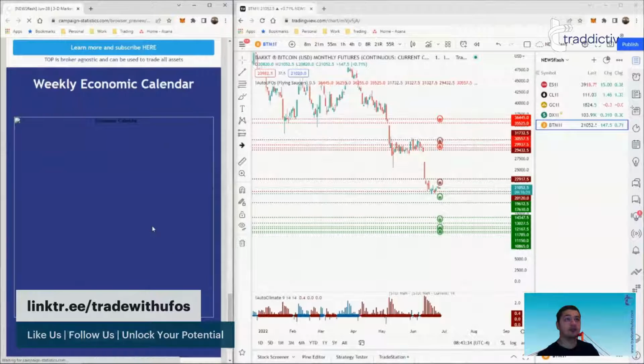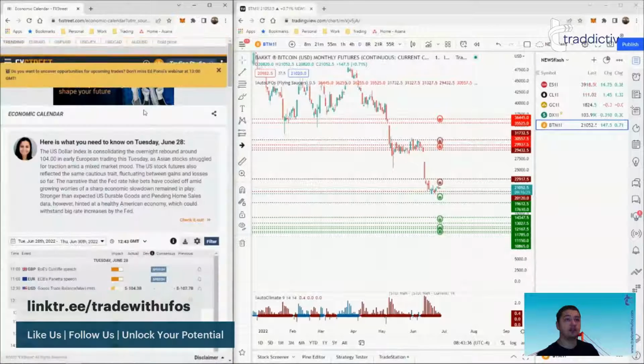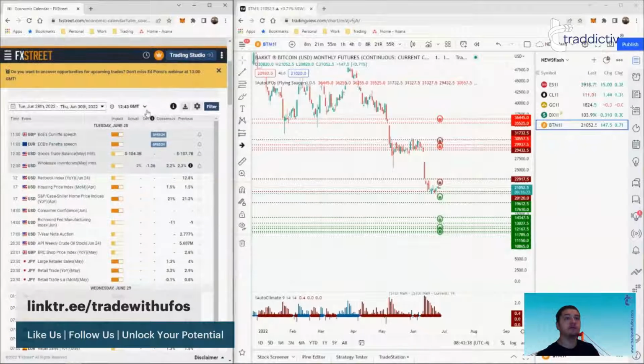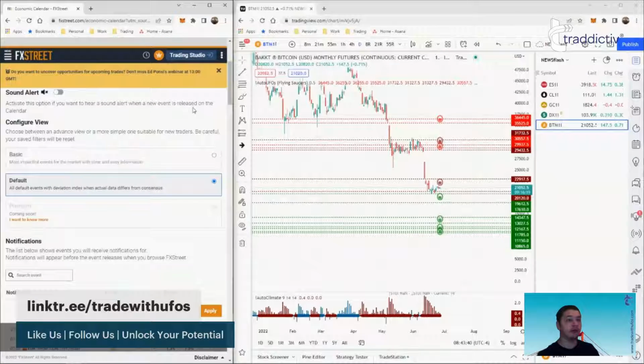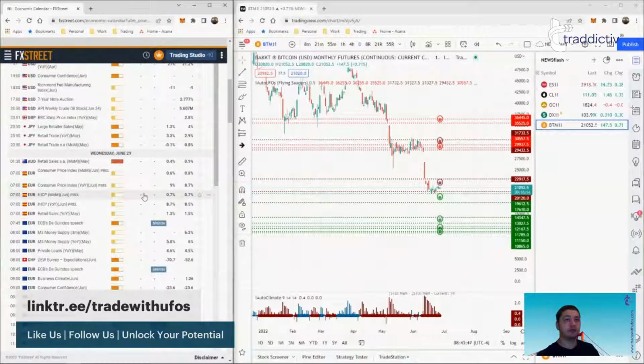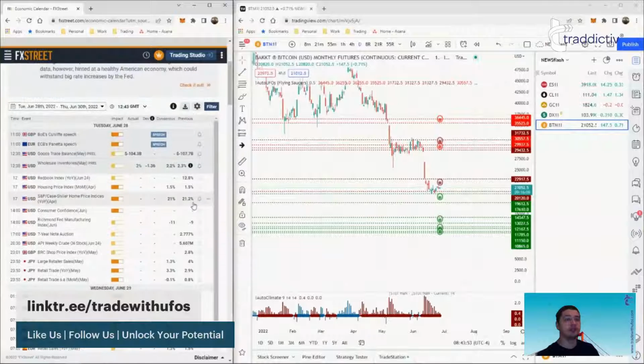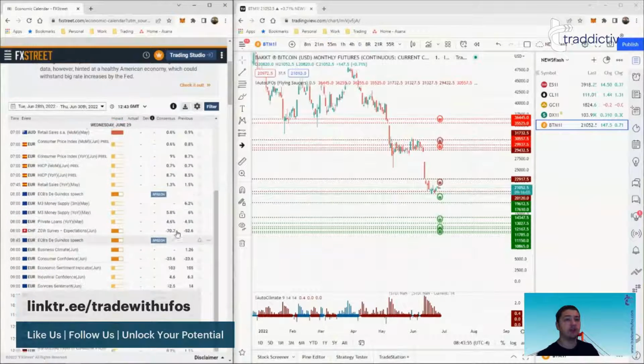For some reason, the economic calendar did not load, so let's just go right to it. I'm just going to adjust some of these. Not what I meant to do here. So we're just going to look at certain red folder events that we have for the week. For today, it looks like we don't have any.